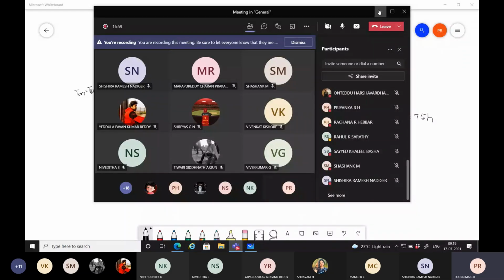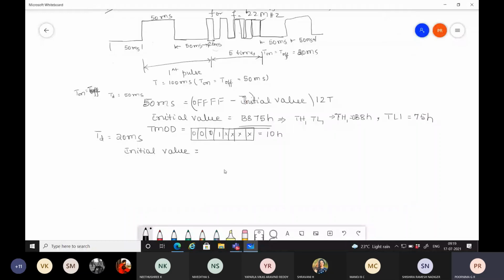Are you going to calculate or shall I calculate? Calculating. Yeah, calculate and tell me. Can I write the formula? Yes, the initial value it is.